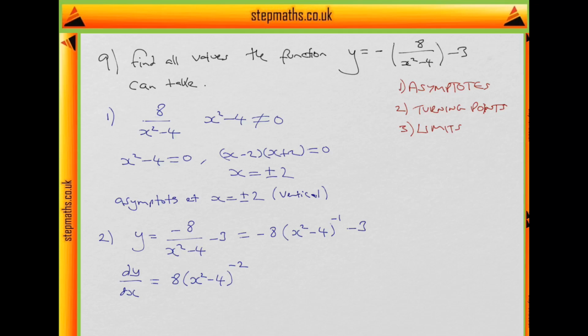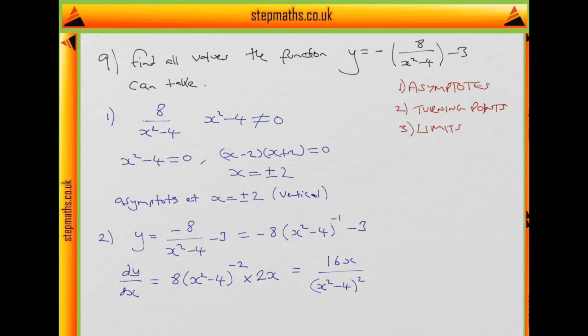However, we need to remember that when you differentiate a function of a function, we must differentiate the inside bit as well. So we need to find the derivative of the inside bit. Well, the derivative of the inside bit, d by dx of x squared minus 4, is simply 2x. So we need to multiply further by 2x. This will simplify to give us 16x over x squared minus 4, all squared.